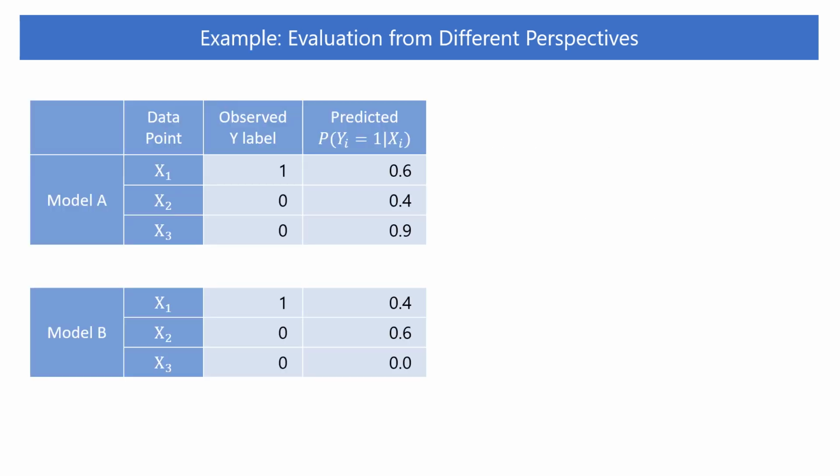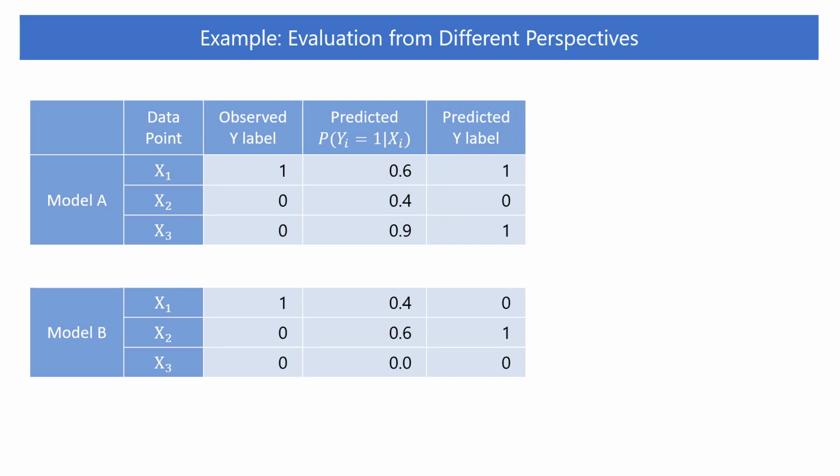For example, consider a logistic regression model predicting the probability of 3 samples being positive. Suppose the observed values are 1, 0, 0, and model A predicts the respective positive probabilities to be 0.6, 0.4, 0.9, and model B predicts 0.4, 0.6, 0.0. If we set the cutoff value to 0.5, the labels for the dependent variable predicted by each model would look like this.